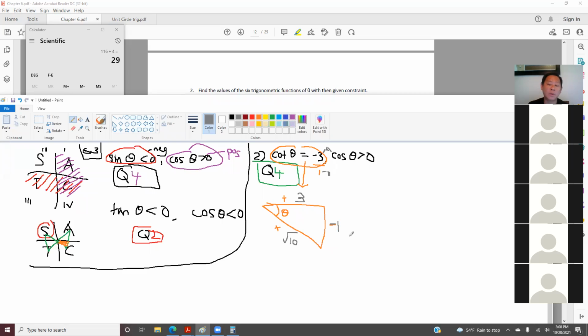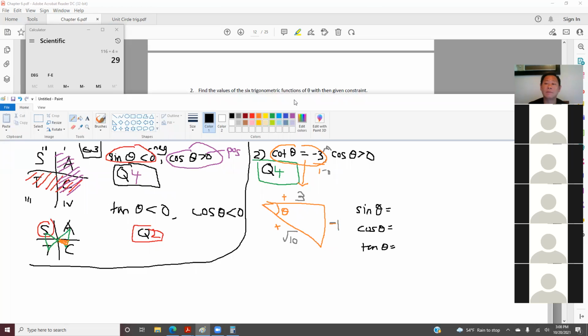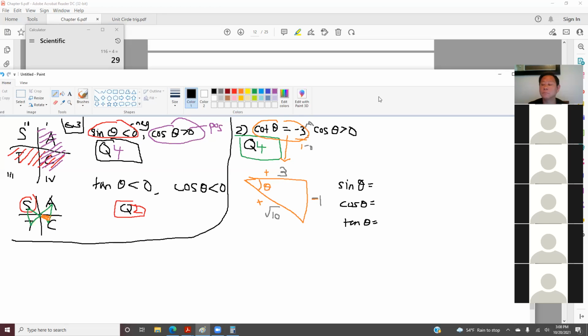Okay. Now, what we do here is figure out sine theta, cosine theta, and tangent theta. You guys know how to do this one, right? Yep. So Avery, can you tell me what sine theta is in this case? Would that be -1 over square root of 10? Very good. Opposite over hypotenuse. Can you rationalize this, Avery?